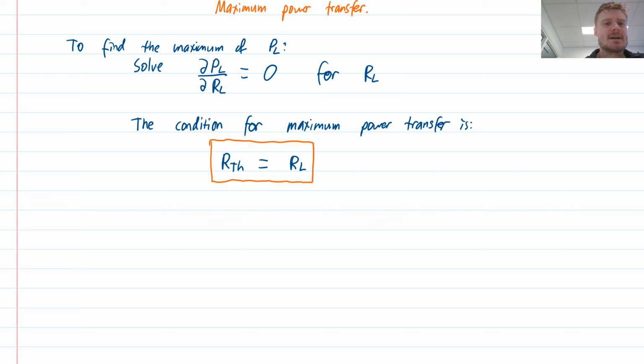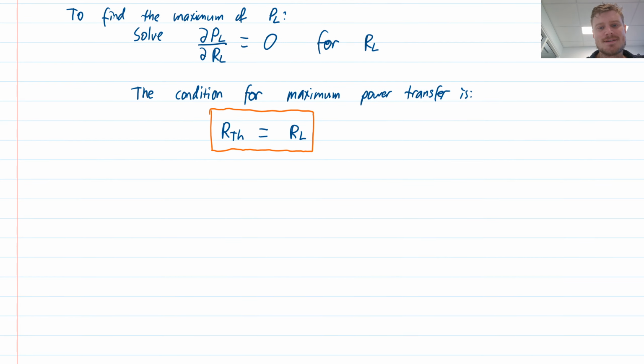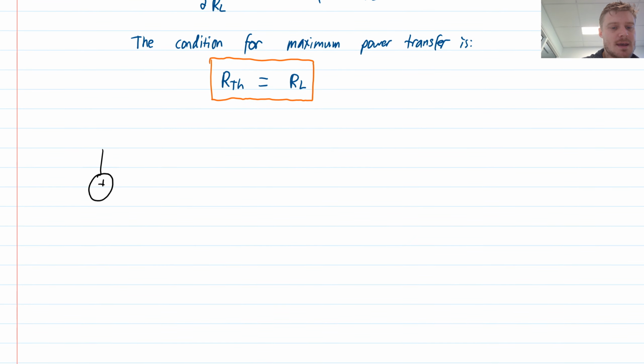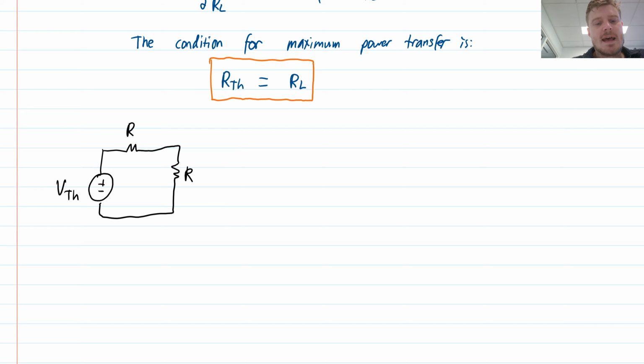But there's another detail that we should actually talk about, and that is whether this is efficient. So there's a difference between maximizing the power and being efficient with the power. So let's actually draw this circuit again, and we're going to think a little bit about what is actually going on during this condition of maximum power transfer. So we have a resistance R for the source and load, and these are equal.